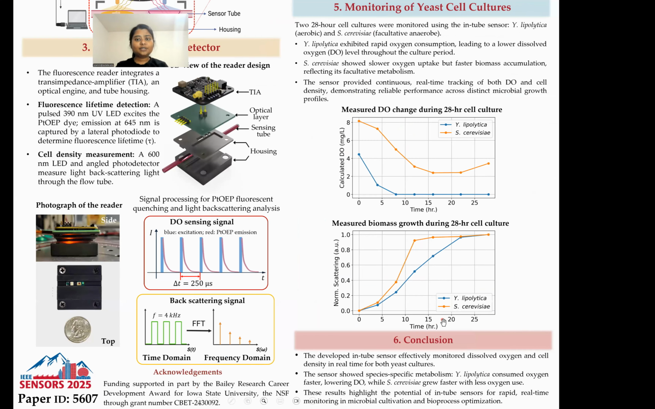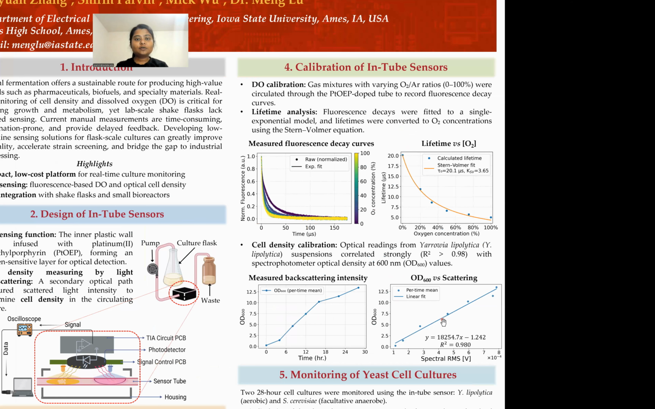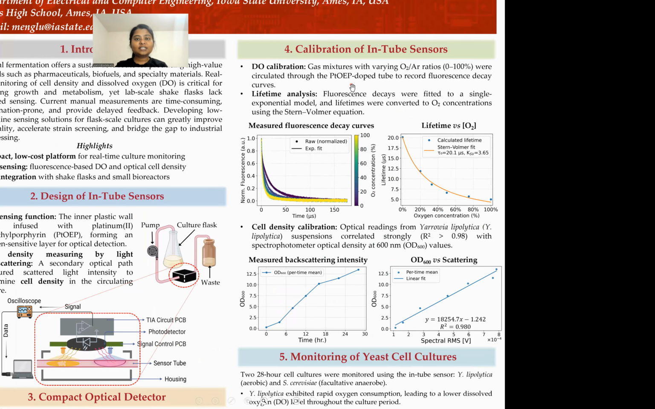Now, how do we calibrate our in-tube sensors? For calibration of the dissolved oxygen sensing part, we pass gas mixtures containing various amounts of oxygen and argon through our sensing tube. For each of these combinations, we record the fluorescence decay results. To these fluorescence decay results, we fit a single exponential model to calculate the lifetimes. These calculated lifetimes are then converted into oxygen concentrations using the Stern-Volmer equation as illustrated here. There, we found that the tau naught value is 20.1 microseconds and the Stern-Volmer constant Ksv value is found to be 3.65.